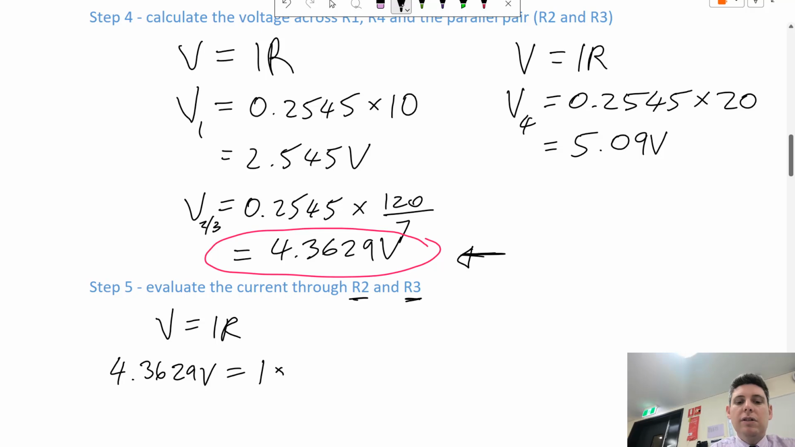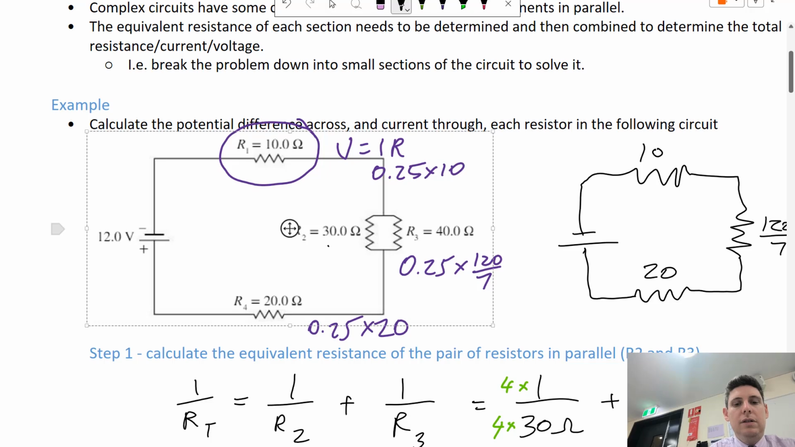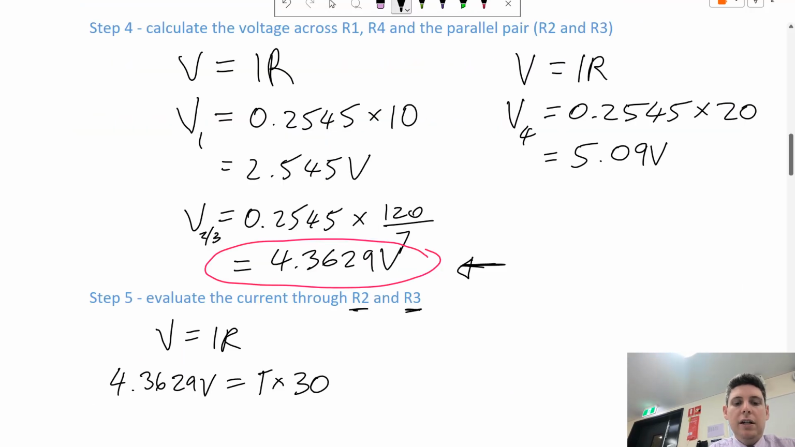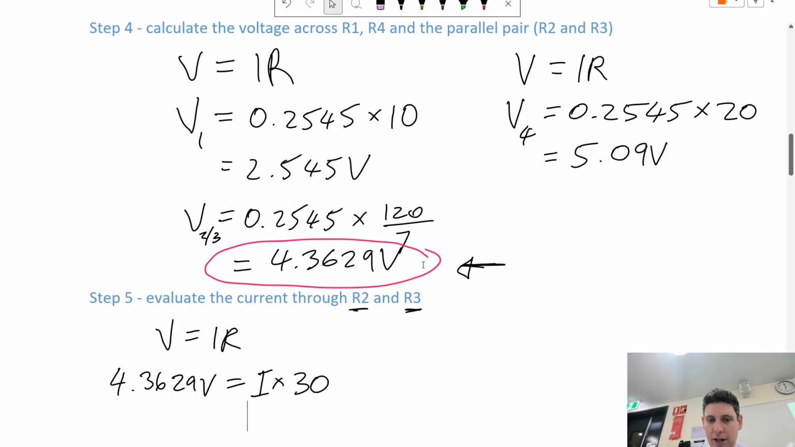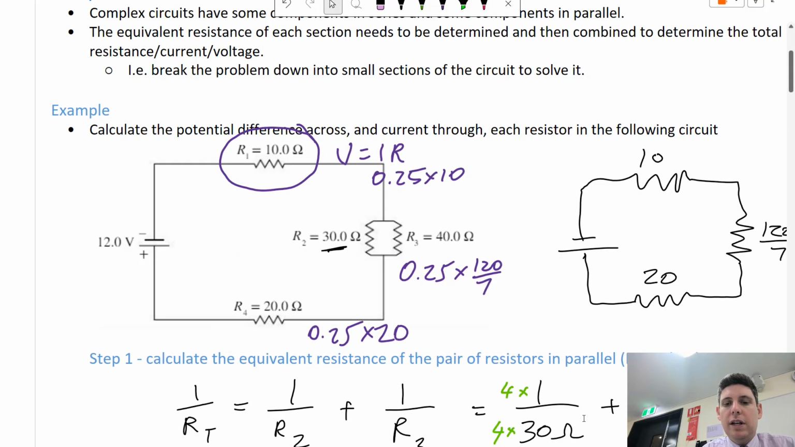Now the current. What's the resistance of resistor 2? So we sub in 30. So we do 4.3629 divided by 30. So that's the current in resistor 2. Now we're going to do the current in resistor 3. So that would be the same total voltage divided by 40 this time.